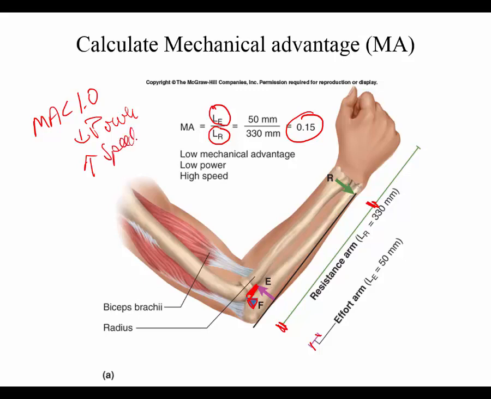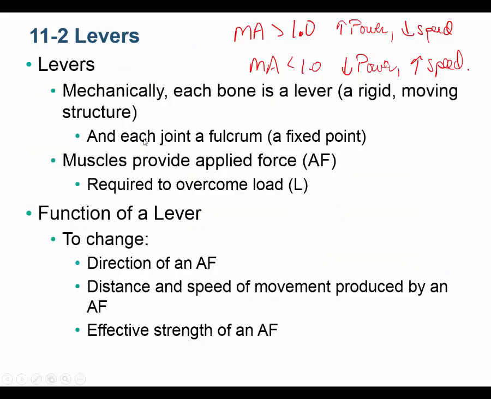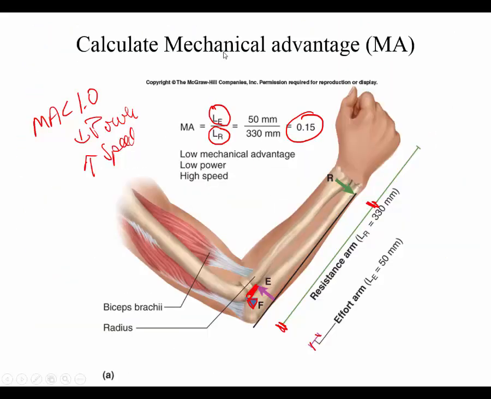You probably already wrote that down. Let me just show you. You wrote it down right back here. If the mechanical advantage is less than 1, the bottom one here, you have low power and high speed. If the mechanical advantage is greater than 1, you have high power, low speed. So this mechanical advantage is definitely less than 1. All right, it's 0.15. So think of it like this, because this is how I think of it.